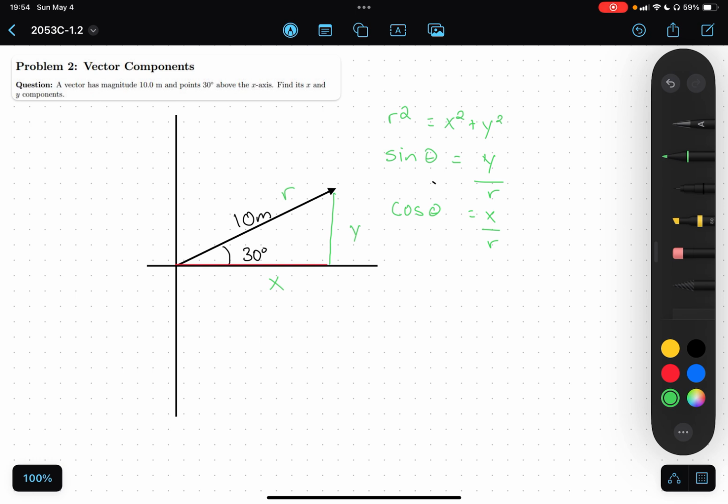So if we were to find the value of y or x, which is what it's asking us to find here, we would just rearrange our two sine and cosine equations. So we would say y equals r sine theta, which would be y equals 10 sine of 30, which is going to be 5.